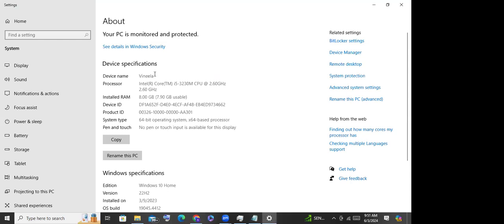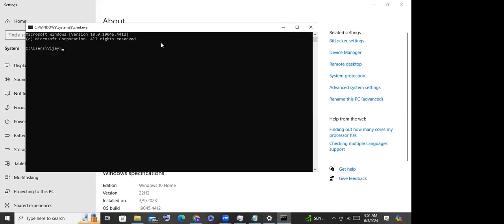All right. Now, let's say, guys, what is this particular device name? Vanilla. Now, this device name, we also call it a host name. All right. And one more way of finding this particular device name is to actually go into the command prompt. What is this particular command prompt?